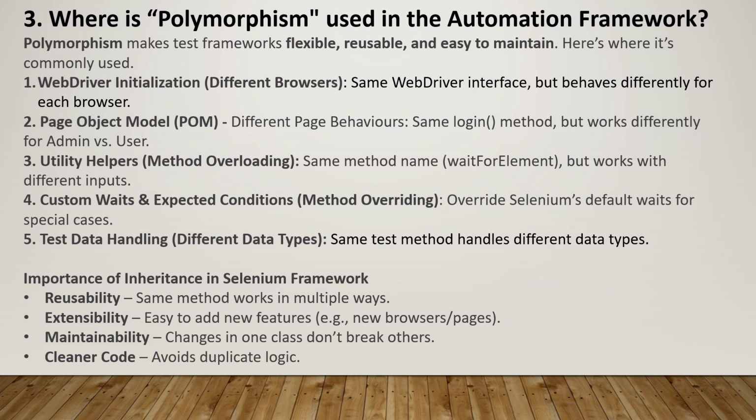Now we will understand the importance of polymorphism in the Selenium framework. First, reusability, the same method works in multiple ways. Second, extensibility, easy to add new features, that is new browsers or pages. Third, maintainability, changes in one class don't break other classes.